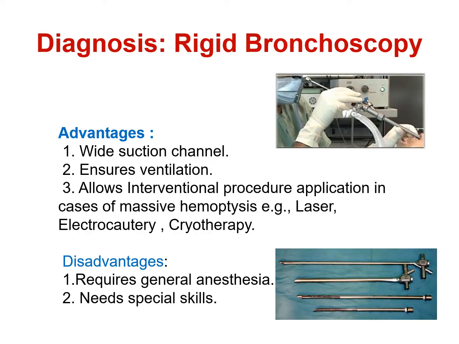Another investigation is rigid bronchoscopy. Rigid bronchoscopy has advantages and disadvantages. Its advantage is a wide suction channel, so I can suction the blood. It ensures ventilation and allows interventional procedures in cases of massive hemoptysis like laser, electrocautery, and cryotherapy. But its disadvantage is that it requires general anesthesia and needs special skills.